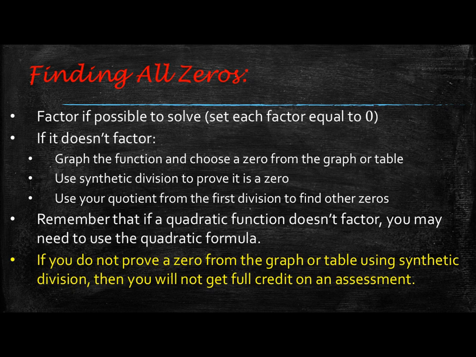Alright, so here are your steps for finding all zeros. You're going to factor if possible, and to solve, set each factor equal to 0. If it doesn't factor, then go ahead and graph the function and choose a 0 from the graph or table. Use synthetic division to prove it is a 0, and then use your quotient from the first division to find other zeros. Remember that if a quadratic function doesn't factor, you may need to use the quadratic formula. If you do not prove a 0 from the graph or table using synthetic division, then you will not get full credit on an assessment.